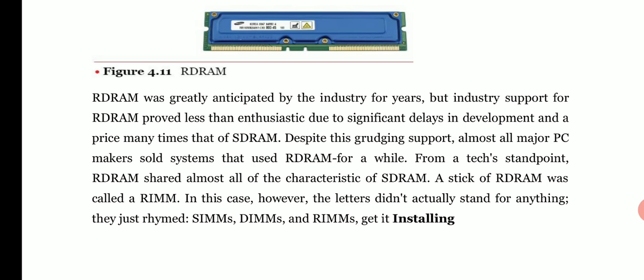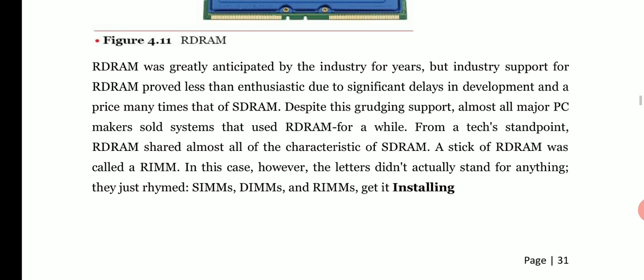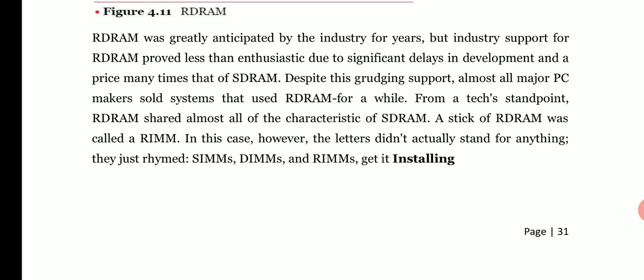The RDRAM was greatly anticipated by the industry for years, and the major PC makers sold systems that used RDRAM for a while. RDRAM shared almost all of the characteristics of SDRAM. But the stick of SDRAM is called DIMM, whereas the stick of RDRAM is called RIMM.